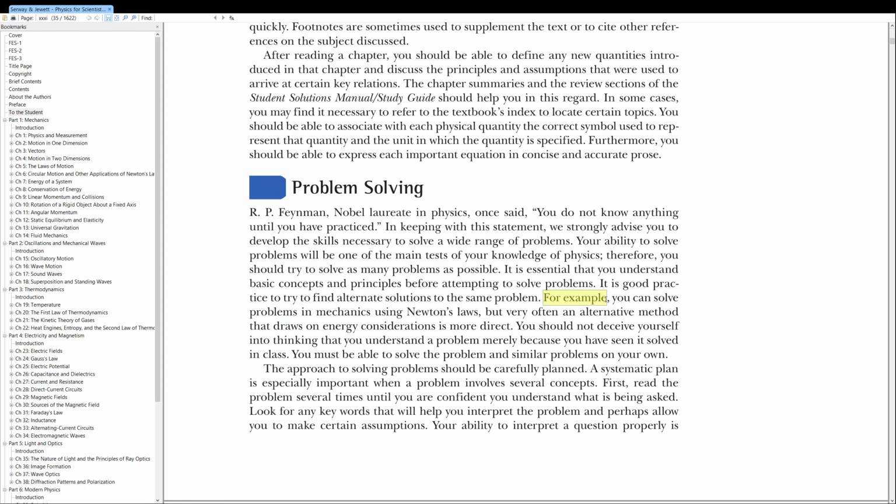Here's an example. For example, you can solve problems in mechanics using Newton's laws, but very often an alternative method that draws on energy considerations is more direct, right? So certain problems are much easier to solve when you look at things in terms of energy versus forces and accelerations and stuff. You should not deceive yourself into thinking that you understand a problem merely because you have seen it solved in class. Oh my goodness, this is so important.